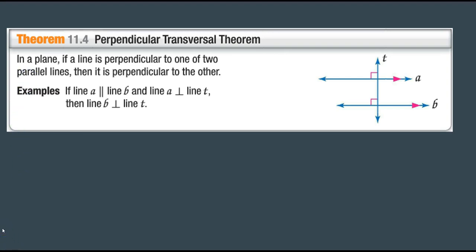Next we have the perpendicular transversal theorem. In a plane, if a line is perpendicular to one of two parallel lines, then it is perpendicular to the other. So as you can see, remember this symbol means parallel. So if line A is parallel to line B and line A is perpendicular, that's what this symbol means, to line T, then line B is perpendicular to line T. And notice they're making those 90-degree angles. And that's it.